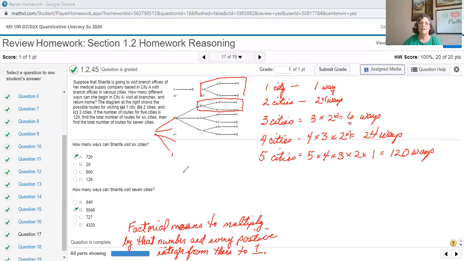So take that and use that to answer how many different ways she can go to 6 cities and how many different ways she can go to 7 cities.